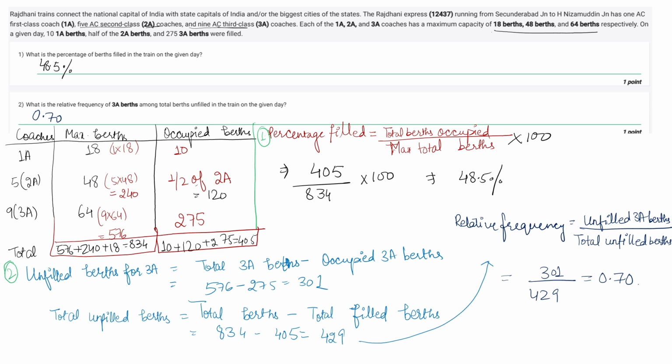If you want to check whether it is correct or not, I already told you that relative frequency always lies between 0 and 1, and it is lying between 0 and 1, so it is the correct answer. Alright, now let's move further.